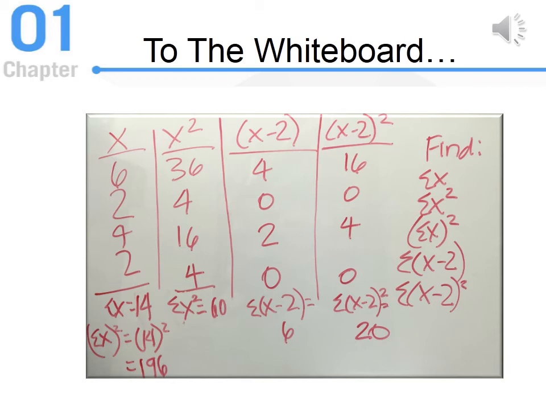The sum of the x minus 2 values is 6. Simply add up the values in that column. And the sum of the x minus 2 squared is 20. Simply add up the values in that column. But if you don't have the order of operations correct, you can imagine how easily one could make mistakes here. If there's anything that you're not comfortable with, put it in the discussion board or send me an email. Now is the time to get all of this stuff straight in your head.